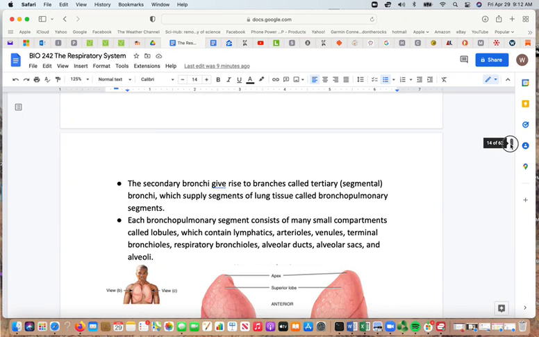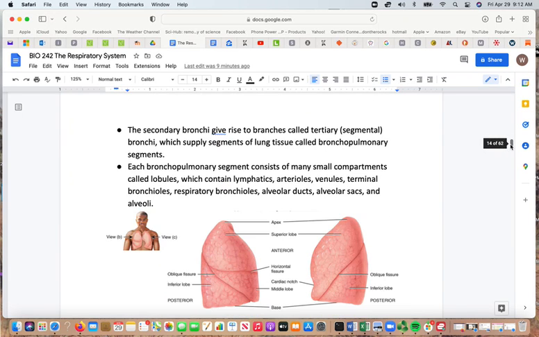The secondary bronchi are going to lead to your tertiary or segmental bronchi, and those supply the different segments of the lungs. So those are your bronchopulmonary segments, and each of these will have many small lobules that will have lymphatics, arterioles, venules, terminal bronchioles, respiratory bronchioles, alveolar ducts and sacs, and the alveoli themselves.